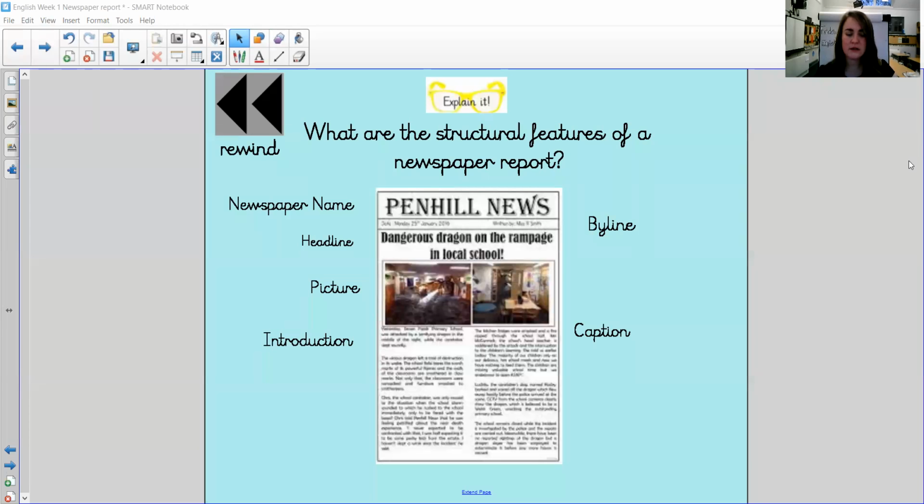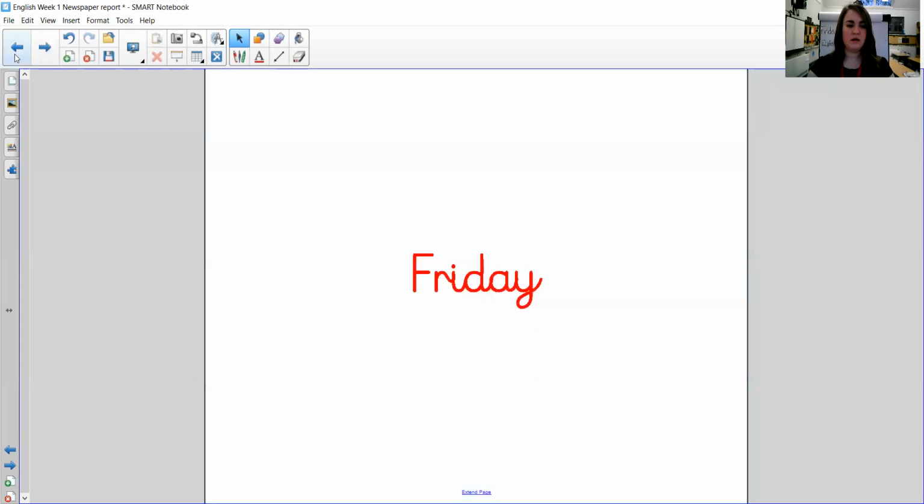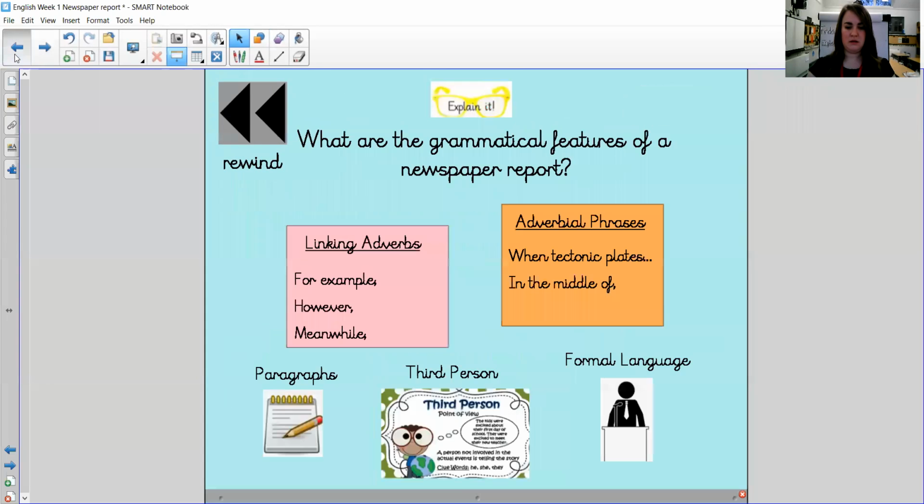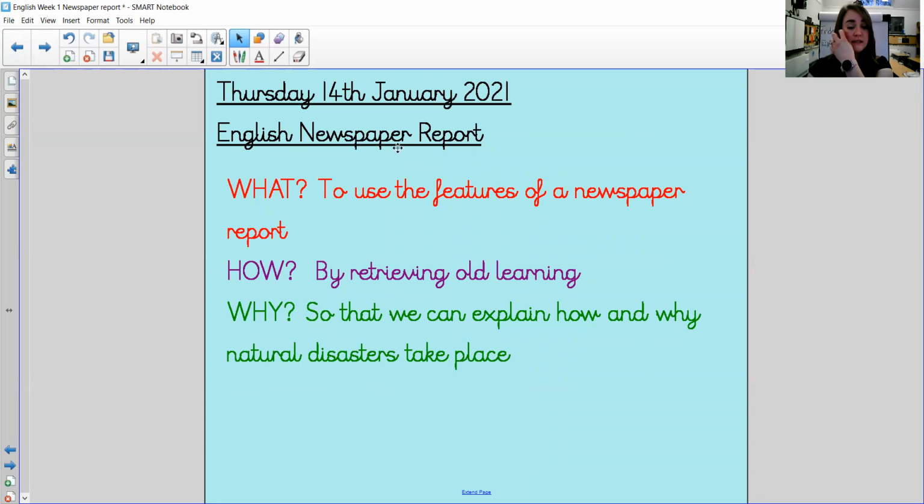So, yesterday, we started looking at the features of a newspaper report. We started to then apply them to do our own learning. So you had a double page spread. You wrote the date on the top corner of your double page spread, like this. You wrote English and then you wrote newspaper report. Okay, you didn't need to write the what, the how or the why, because those are the bits that you're going to be doing. Remember you're writing a newspaper report, so you can explain how and why natural disasters take place.